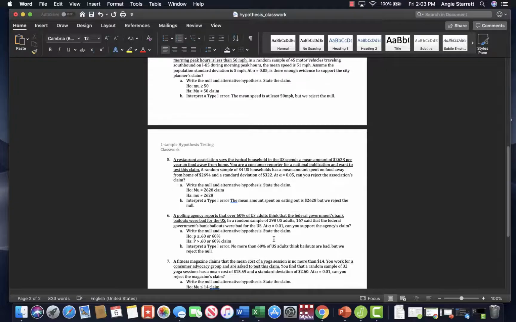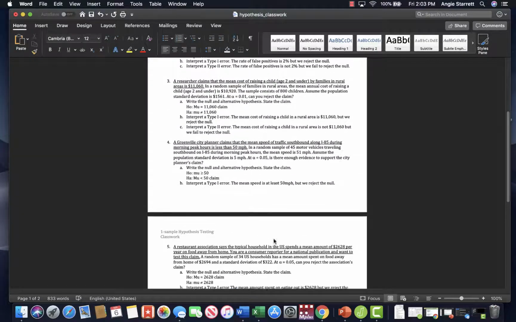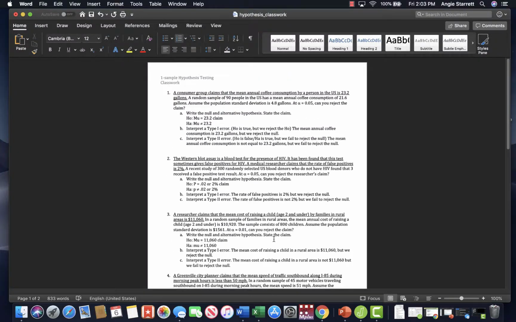Hopefully with those 7 problems, you're feeling much more confident about writing the null and alternative, and you're ready to learn how to handle the data in JASP.